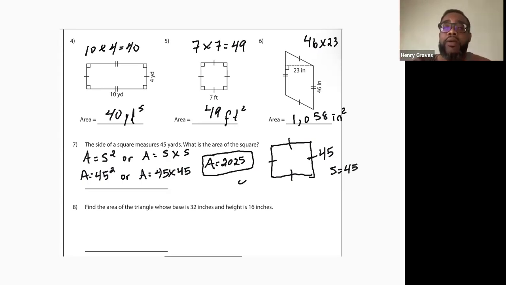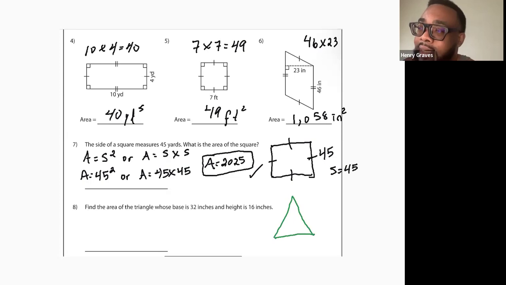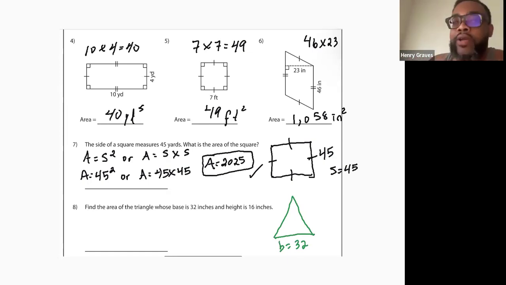Now, on number 8, we have to find the area of a triangle. So I'm going to draw a triangle in green here, right? It said the base is equal to 32 inches, and the height, I'm going to call this the height here, is equal to 16. So I know the area of a triangle is equal to base times height divided by 2.